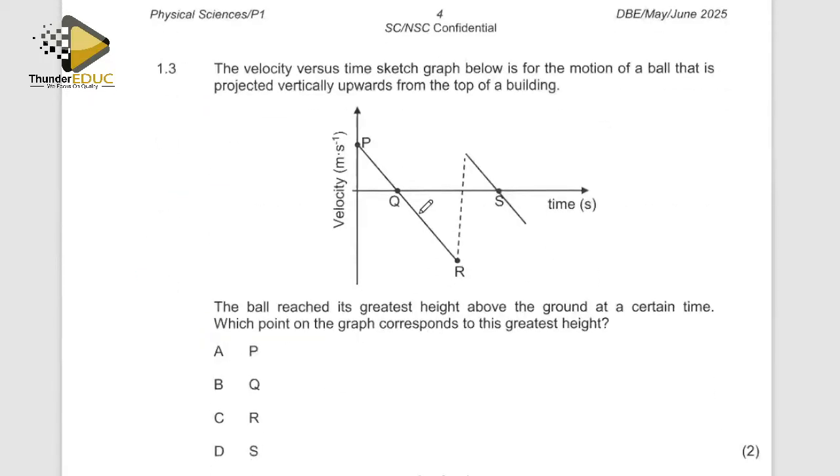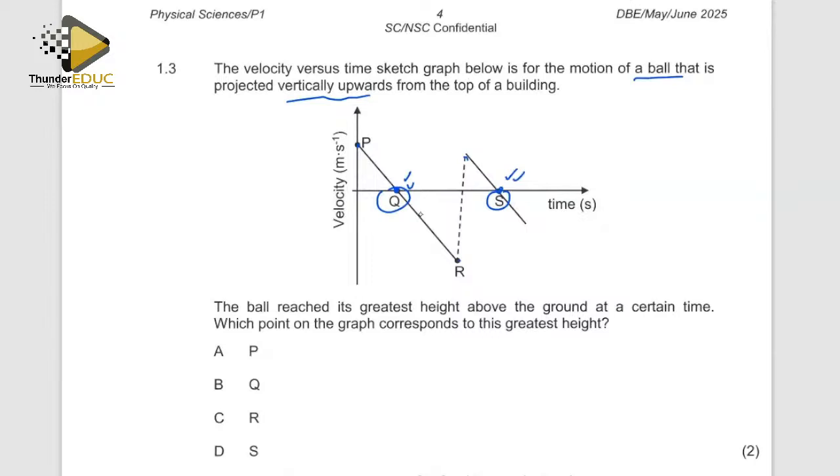Then 1.3, the velocity versus time graph sketched below for the motion of a ball that's projected vertically upwards, top of a building. Okay, so it was thrown upwards with a certain velocity. It reaches the maximum height above the ground, and then it hits the ground and bounces off and reaches the maximum height again, another height. So we know that S is always smaller than Q, okay? Because at this point, the velocities are 0, which means those are like maximum points. It's more like bouncing because of the amount of energy. The energy at Q is greater than the energy at S.